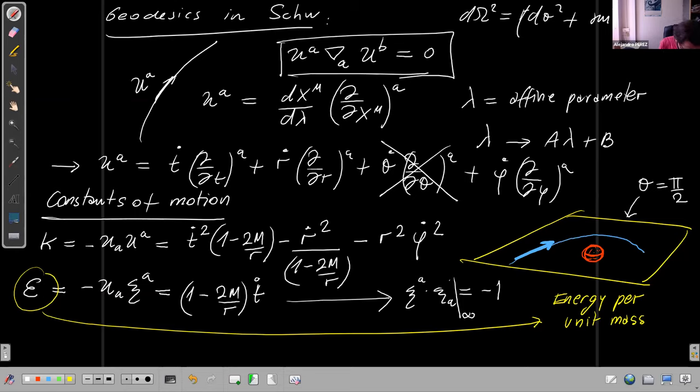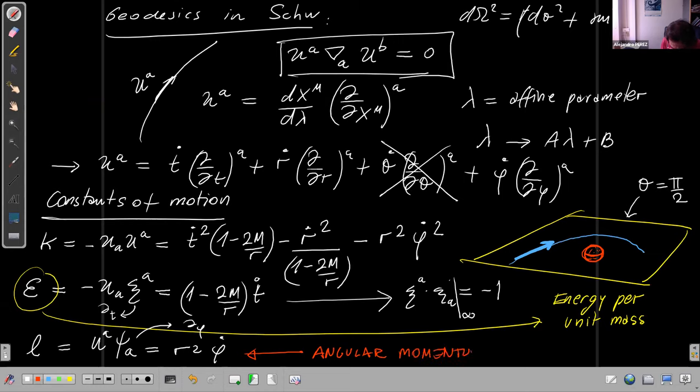Then we have another constant of motion, which I'm going to call L, and L is the angular momentum, the other conserved quantity according to our lemma, the inner product of the four velocity with d by d phi. So we recall that this is d by dt in our coordinates, and this one is d by d phi, the vector field d by d phi. This gives us r squared phi dot, which coincides with the standard mechanics expression of angular momentum, or the z component of angular momentum. So it retains the standard interpretation. In particular, at infinity, it's pretty obvious that we are talking about angular momentum in the z direction.